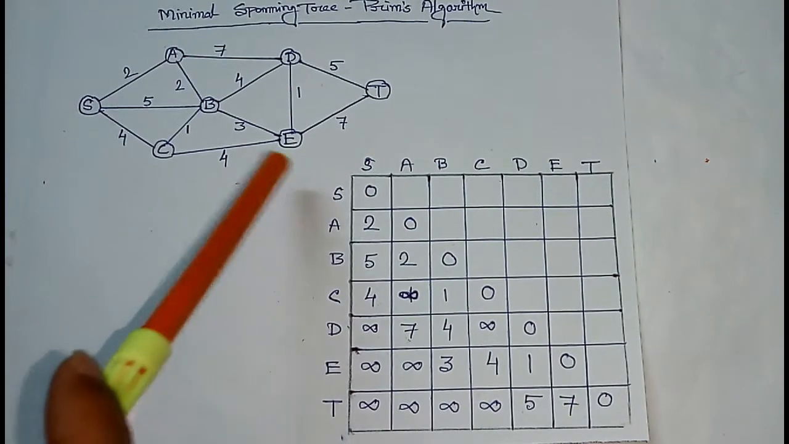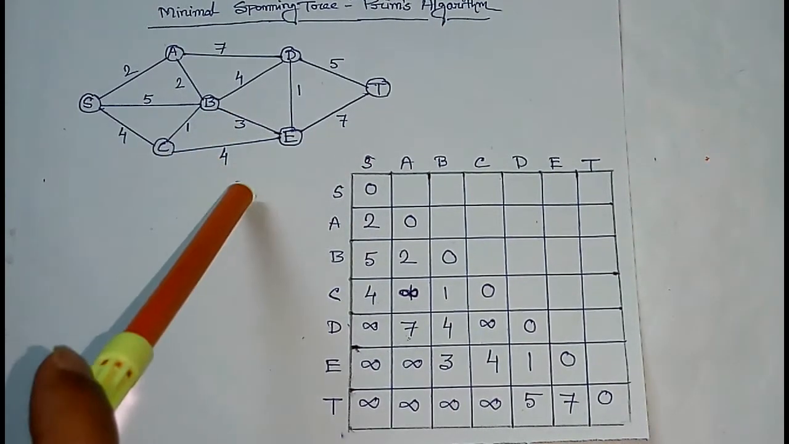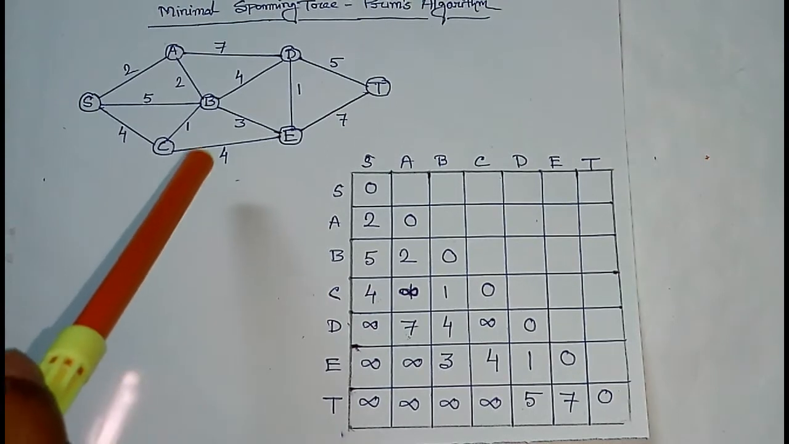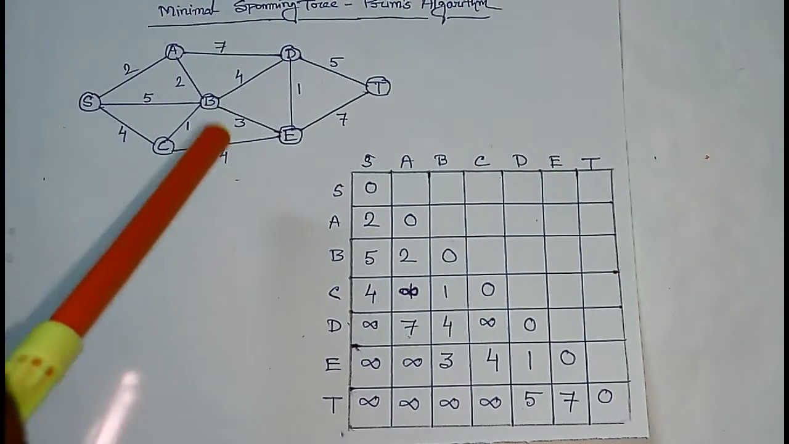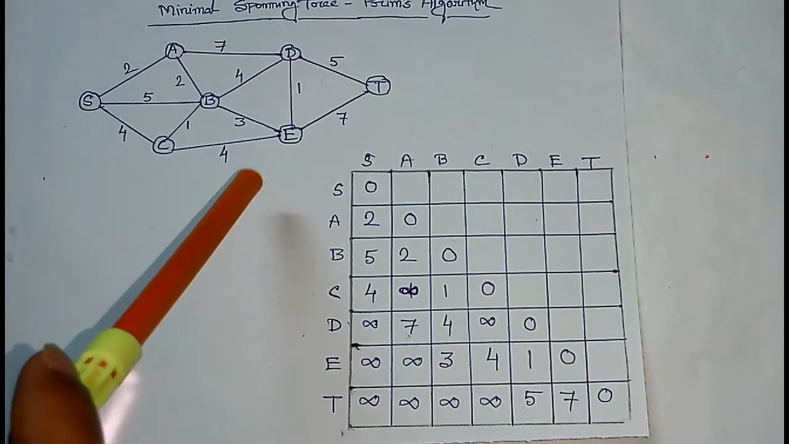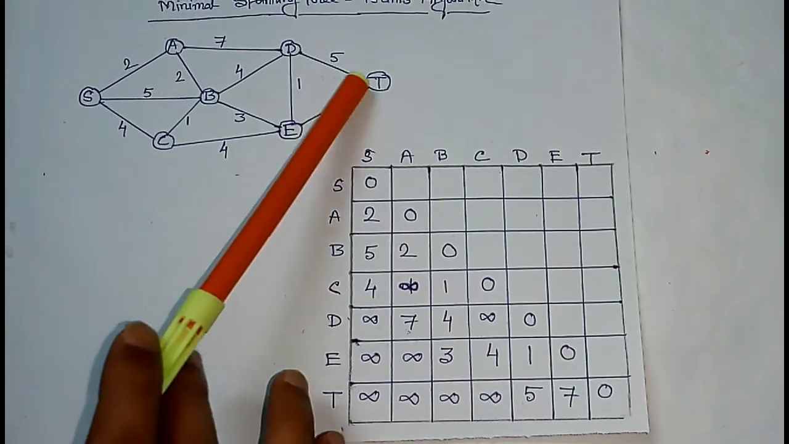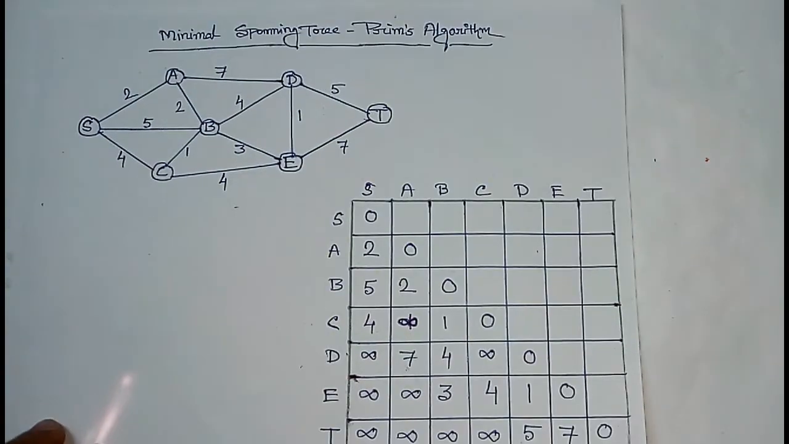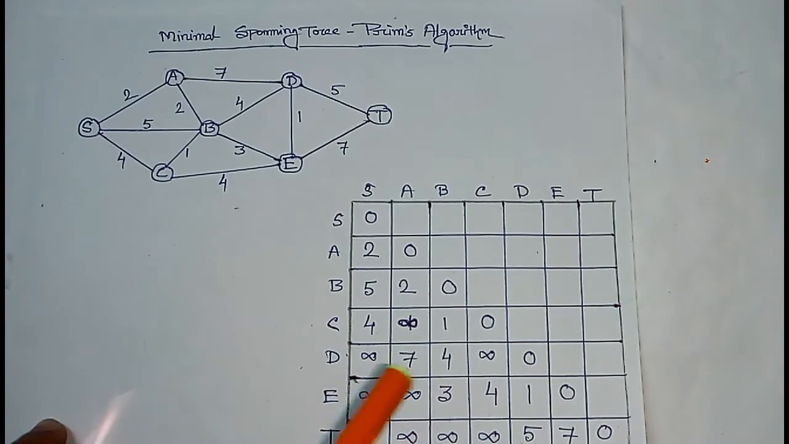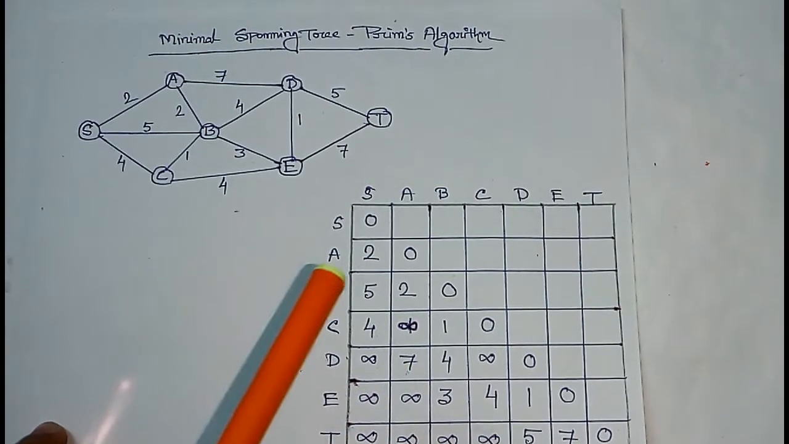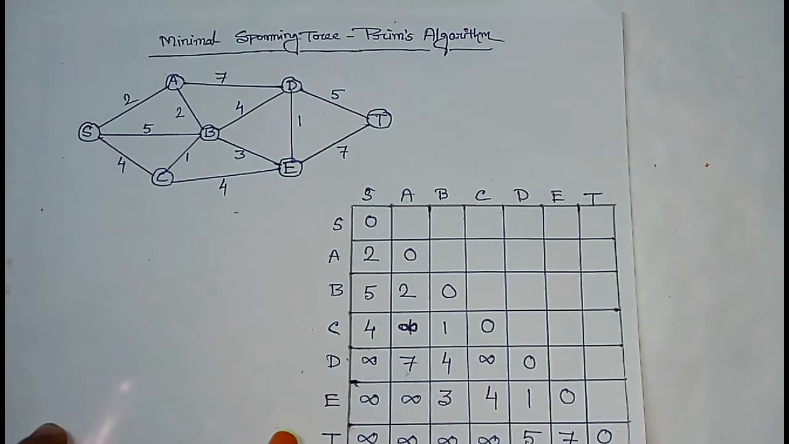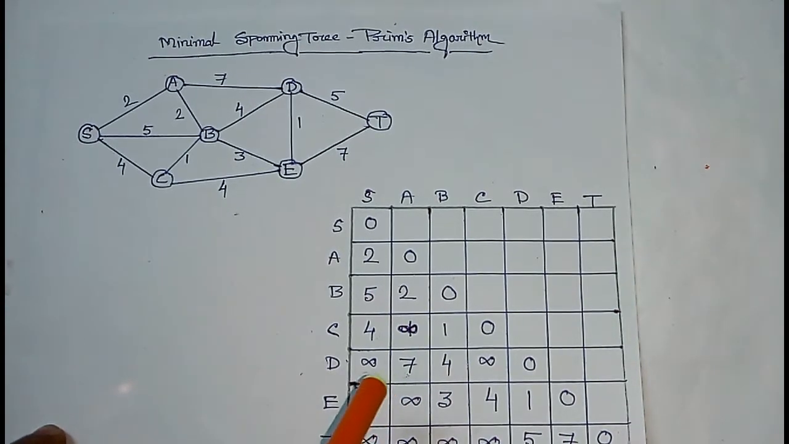This graph consists of 7 vertices and a number of edges. So we have to find a spanning tree which will contain 7 vertices and 6 edges, and we shall apply Prim's algorithm to find this. There is a graphical approach to find the minimal spanning tree by Prim's algorithm. In this case, we shall apply the tabular form of Prim's algorithm.